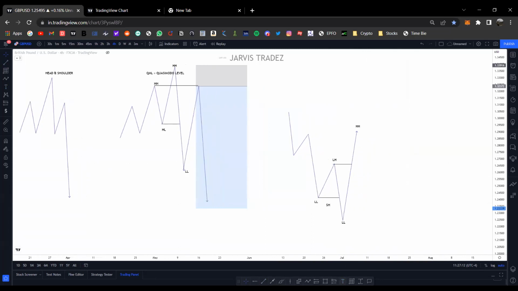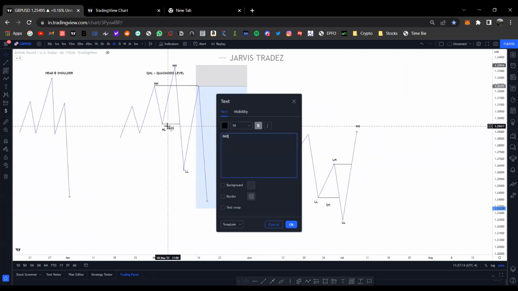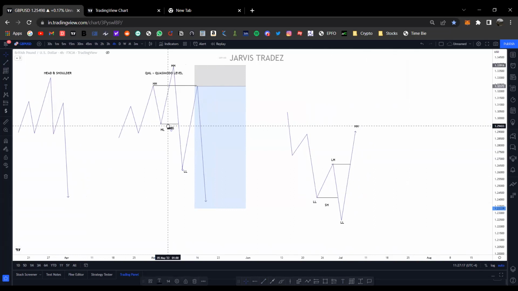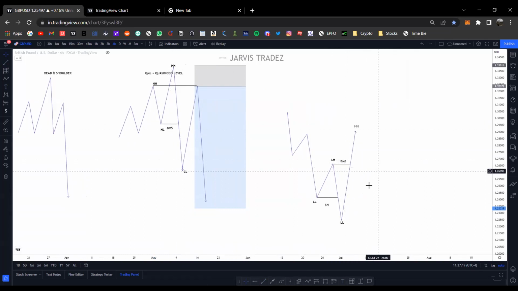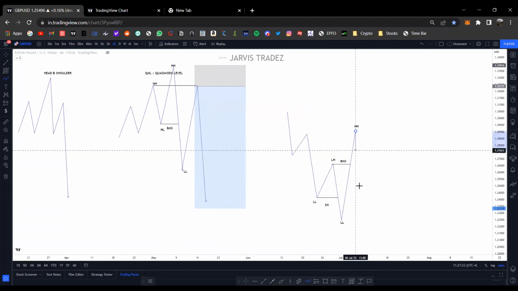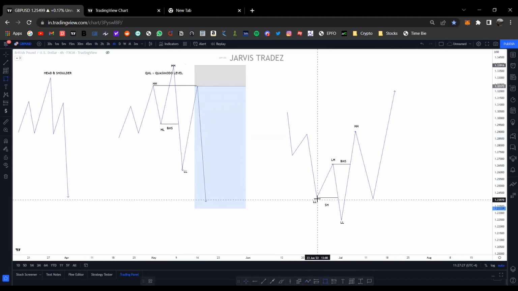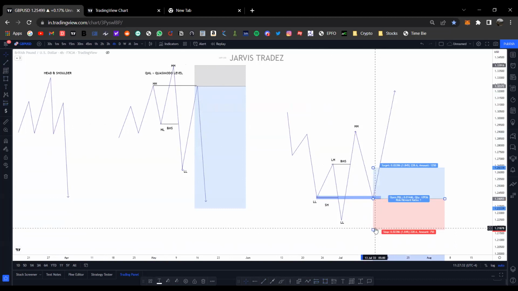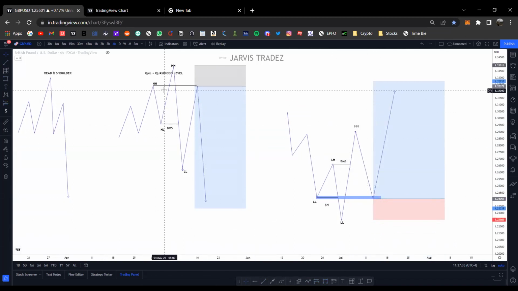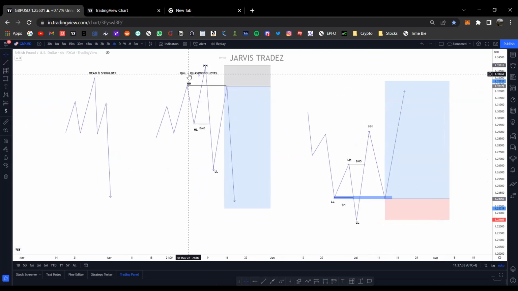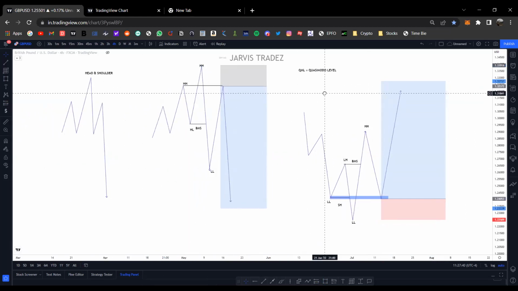Okay, so we have a BMS here as well towards the downside, and a BMS here as well towards the downside. So here we will be looking for buys to target the next high. The entry will be somewhere around here, and the stop loss will be just below the lower low, targeting the highs. Same thing here. So this is the Quasimodo level we use in the supply and demand concept.